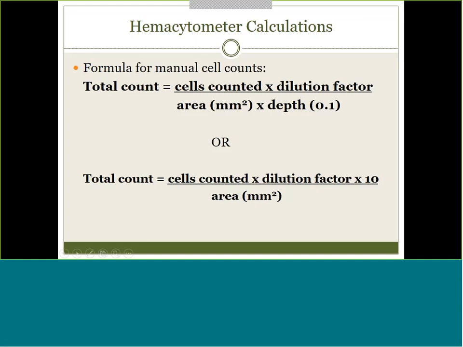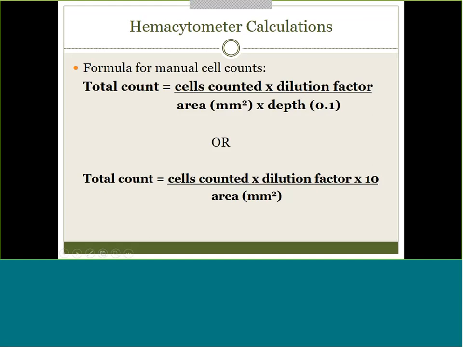Basically, it's the number of cells that you counted times your dilution factor, because we're diluting this, we have to consider our dilution factor, divided by the area. The area is the number of squares that you counted, times your depth. Remember what I said, there's a standard depth between the cover slip and the hemacytometer, so this would be 0.1. Your depth would always be 0.1. It would never vary. So that is your overall hemacytometer calculation.